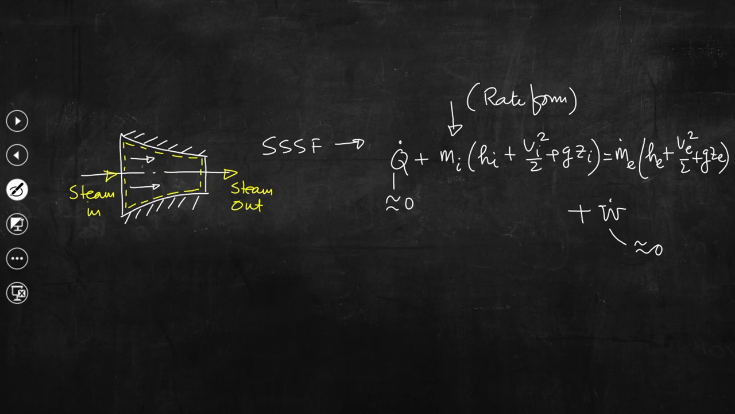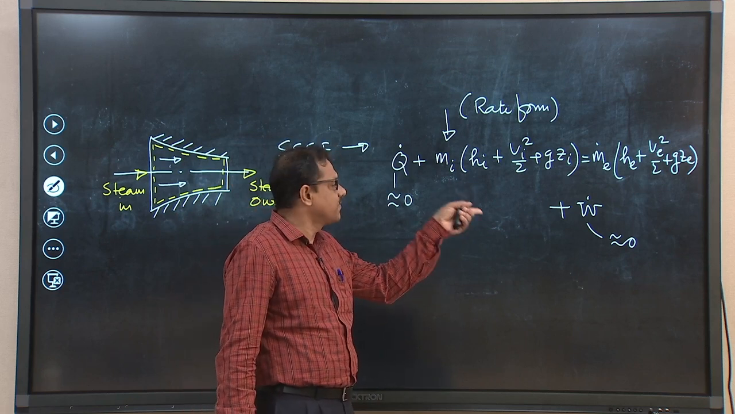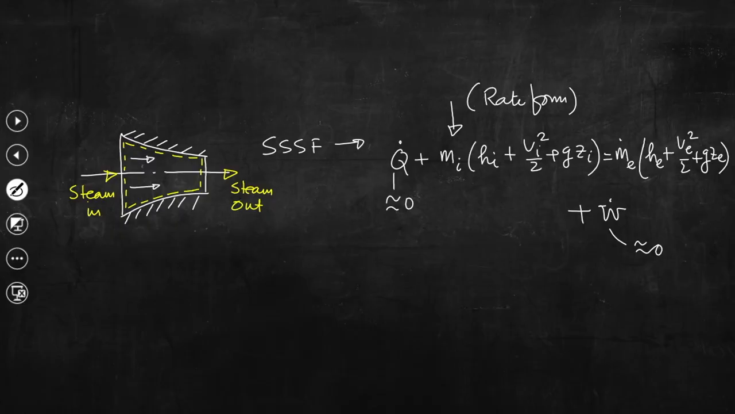We have discussed that this is the energy balance equation for the flow process. Energy balance is not a balance in an isolated manner; rather, mass balance has to be coupled with the energy balance equation. So, if we apply mass balance, then we can write m dot i equal to m dot e equal to m dot. So, this is the energy balance equation.